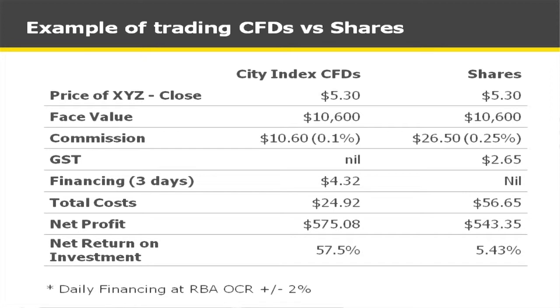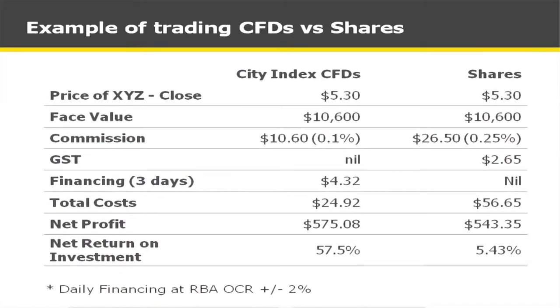Now, the financing that we looked at. For a single day, we were looking at the RBA rate plus 2% because we're long. So if the Reserve Bank rate was 3.25%, for example, you'd be looking at paying 5.25% to hold that position overnight. Now that's not 5.25% per night, that's on an annualized basis, so 1/365th of 5.25%. So it's a very small amount.